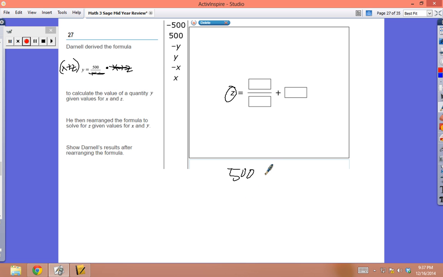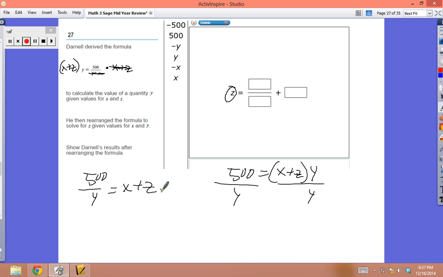So now you just got 500 equals x plus z times y. Now I want the z by itself, so let's ditch this y. Divide by y, divide by y. So now I got 500 divided by y equals x plus z. Ditch the x: minus x, minus x. So it's going to be 500 over y minus x equals z. So z equals 500 over y minus x, plus a negative x.